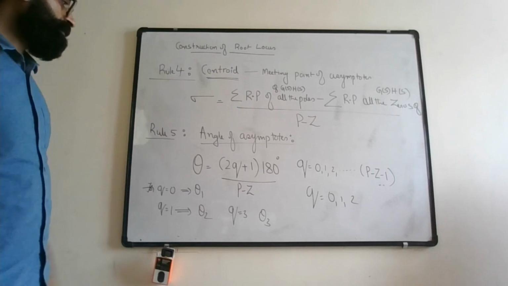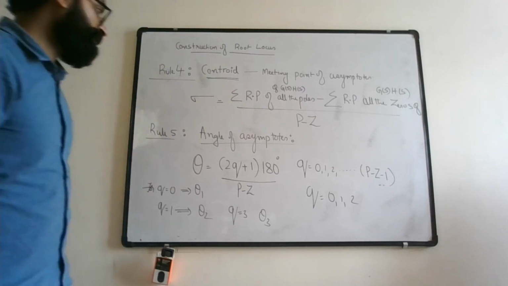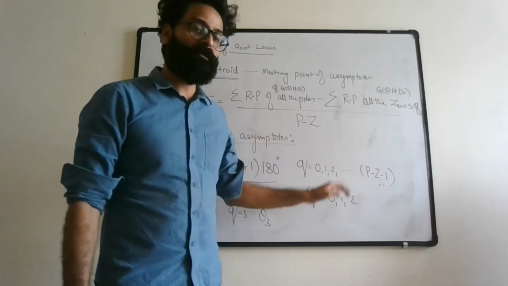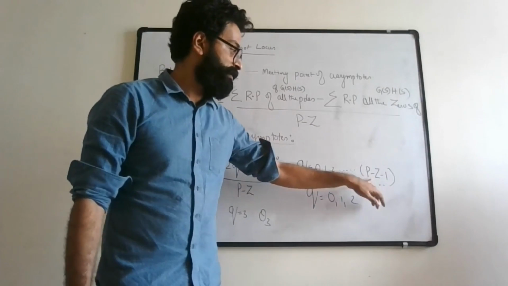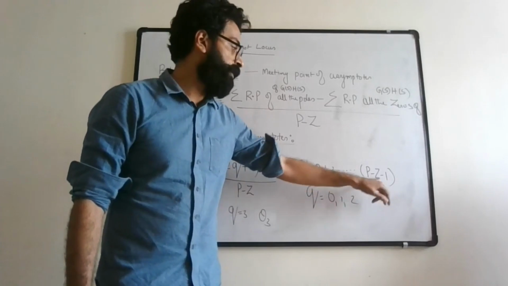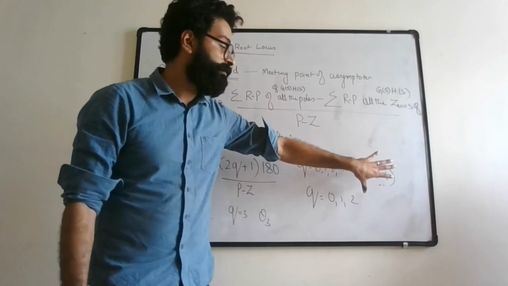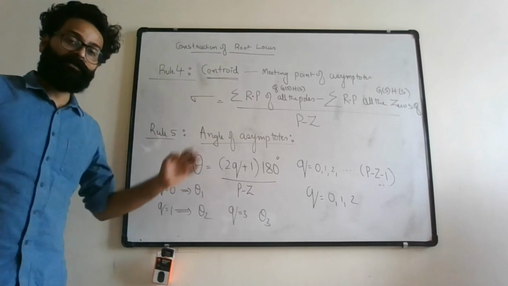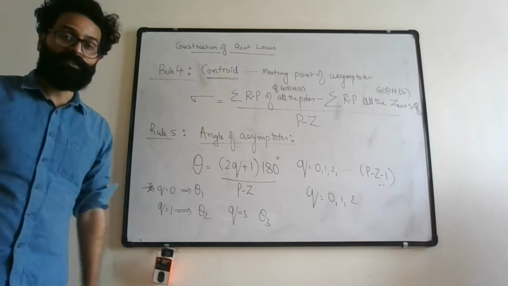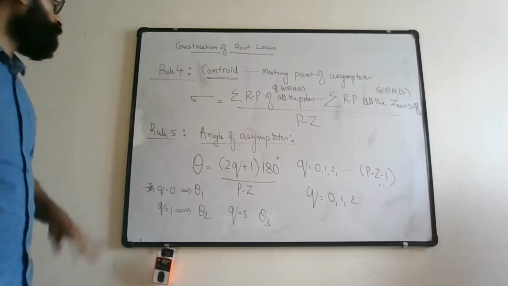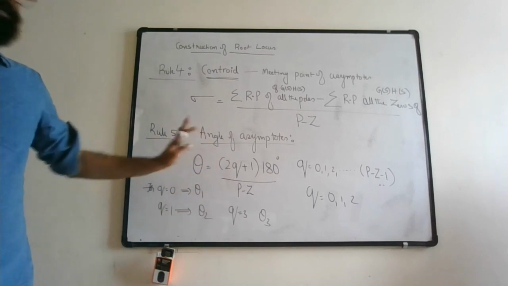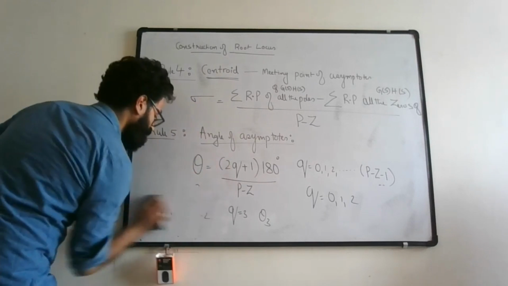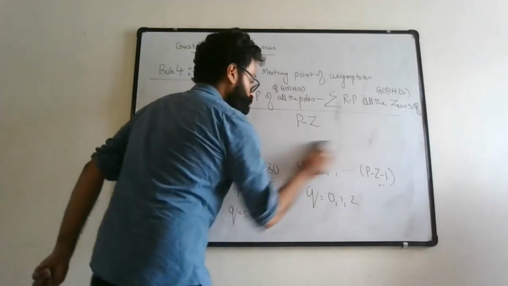But you have to understand the fact that this factor q depends on the pole count and zero count, right? So due to the presence of poles and zeros, the angles are going to change. All right, so that is your rule number 5. Very easy. Directly you can substitute and get the value. Rule number 5.